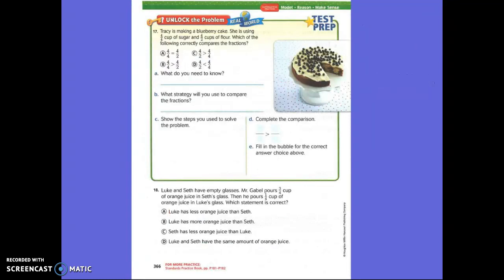All right, read the problem. Tracy is making a blueberry cake. She is using 4/4 cups of sugar and 4/2 cups of flour. Which of the following correctly compares the fractions? So what do we need to know? What do we need to know? Ella?